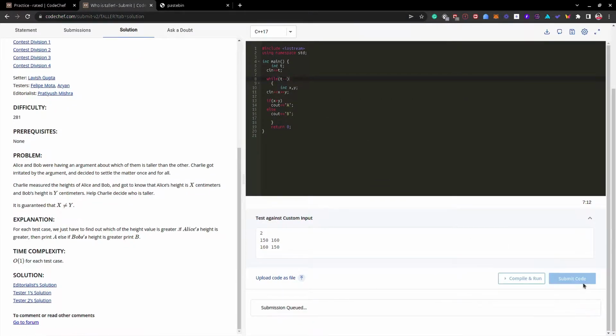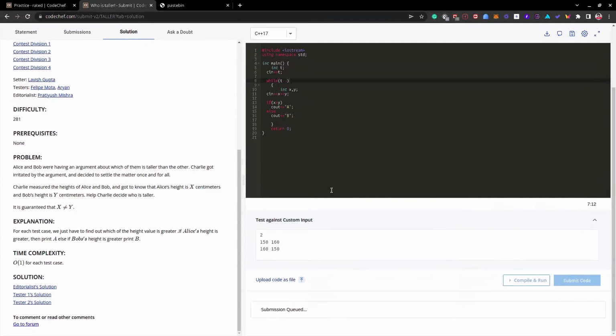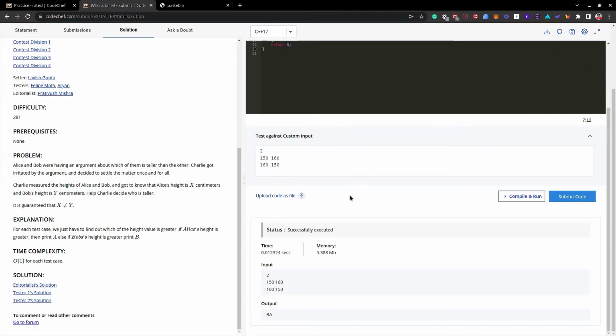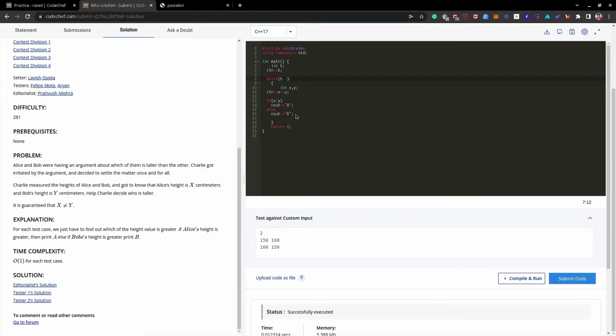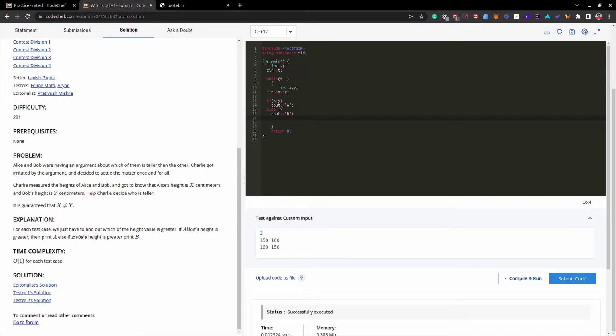I hope it will work now. Well, I didn't compile and run the code yet. I'm just submitting the code. It's still wrong. Why? Okay, that's why it's wrong. Because we have to... we are not printing it rightly.